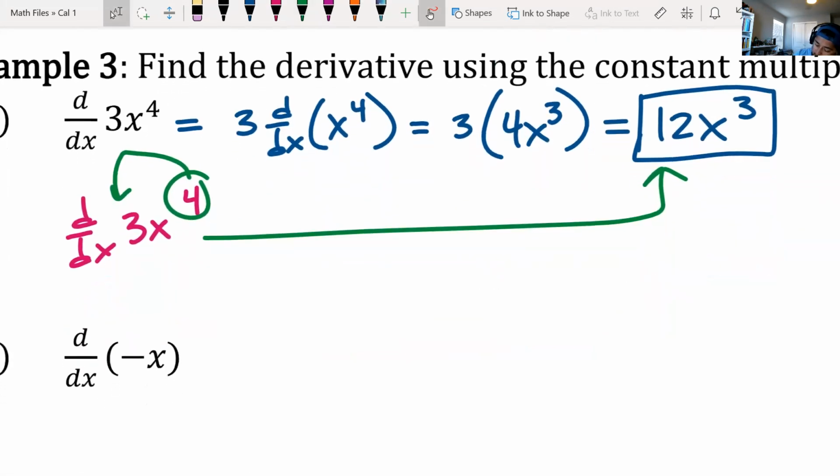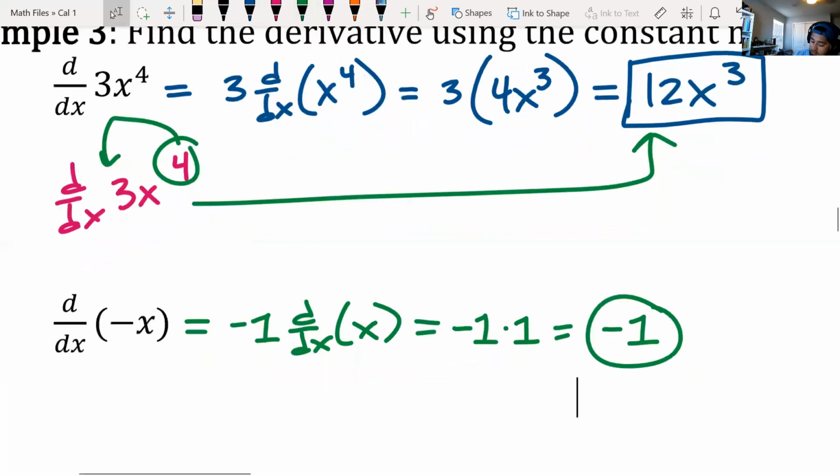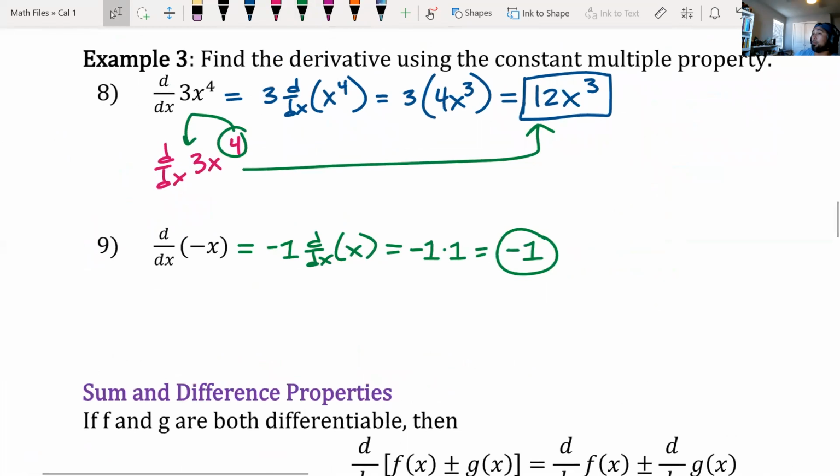Okay. Here, again, just to practice our constant multiple property, I'll take out the -1, and you'll have d over dx of x. And if you remember the first page, what is the derivative of x? It was just 1. So here we get -1. All right, that's the constant multiple property. Any questions on that?